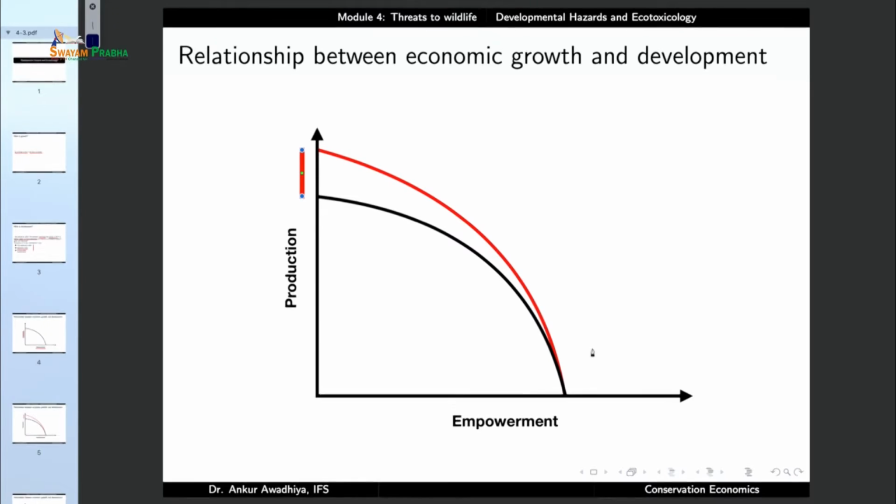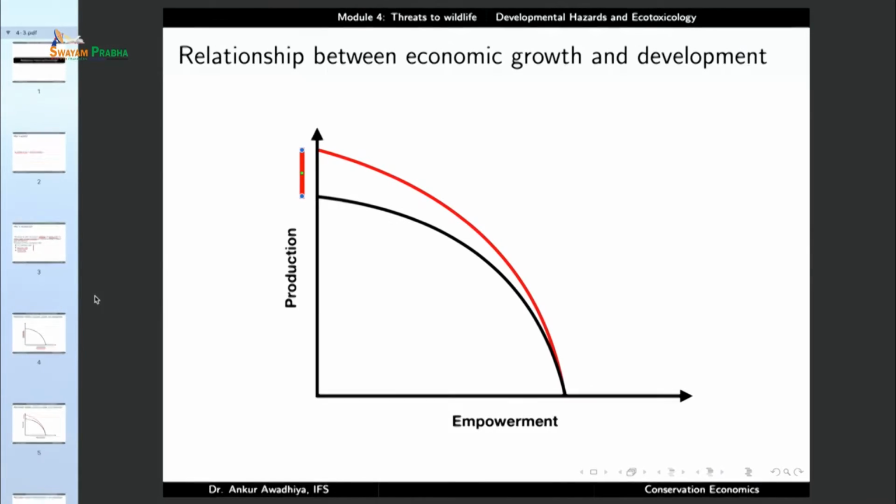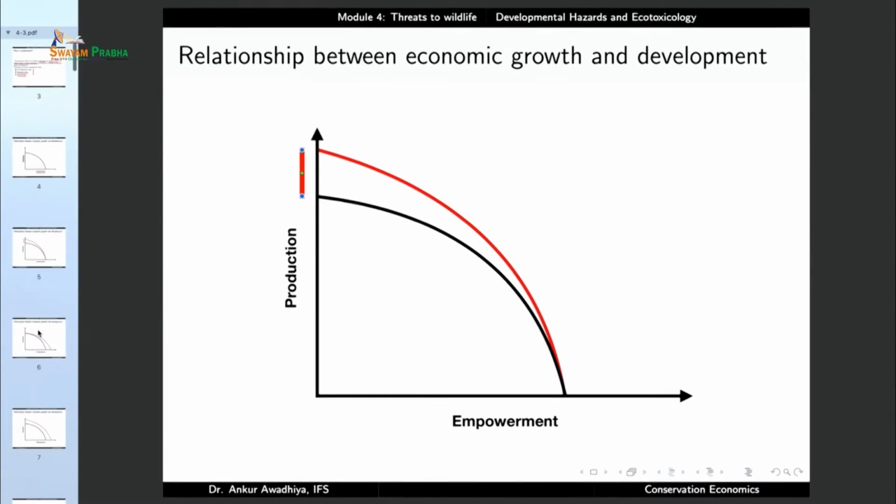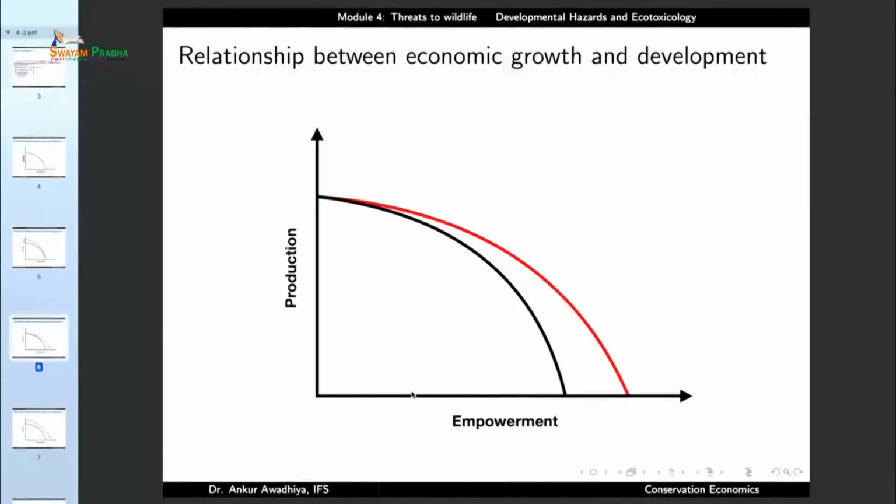Now, when the society shifts from the black curve to the red curve, then the amount of production in the economy has gone up, but the level of empowerment has not changed. So probably people are still illiterate, people are still unhealthy, but there are some people in this society that have become richer. So this is an example of an economic growth without any amount of empowerment to the society. Another example is this one, where the amount of production remains the same, but the society is only focusing on empowerment. So in this case, everybody has become more capable of having the control over their lives. The empowerment has increased without the economic growth.